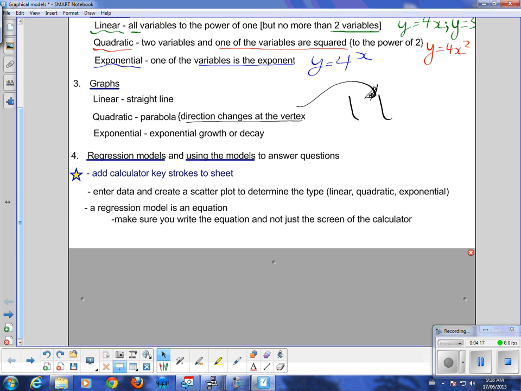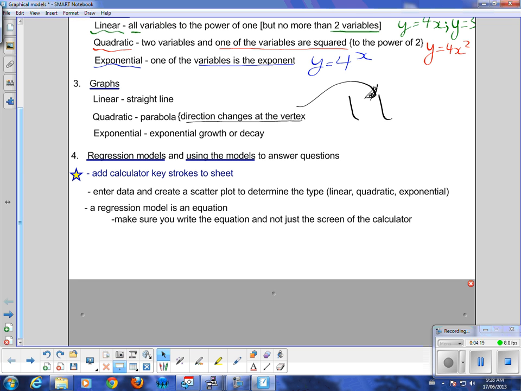The other thing that we need to know has to do with regression models and then using those models to answer questions. When they ask for a model or an equation, you're supposed to enter the data into the calculator. As you remember, it's pretty easy if you have the calculator keystrokes. If you don't, you're kind of in trouble. So it's important to add those keystrokes, in other words, copy them down from your notes onto your help sheet so that you have them with you.